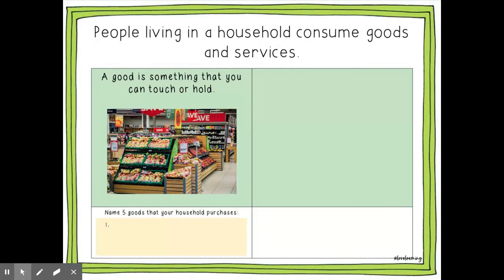For example, I would say that my house purchases a lot of Doritos, my favorite snack, shampoo, bread, pens. I'm always running out of pens for some reason. Paper and milk. What would your good list look like? Pause the video, write that down in your notes.